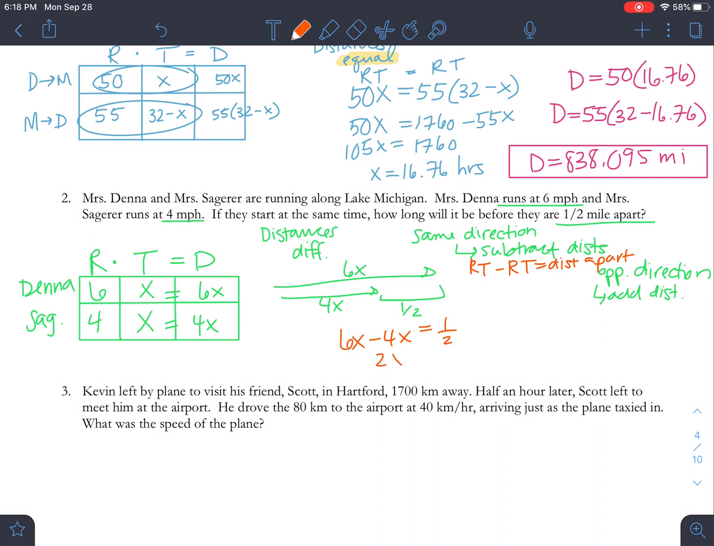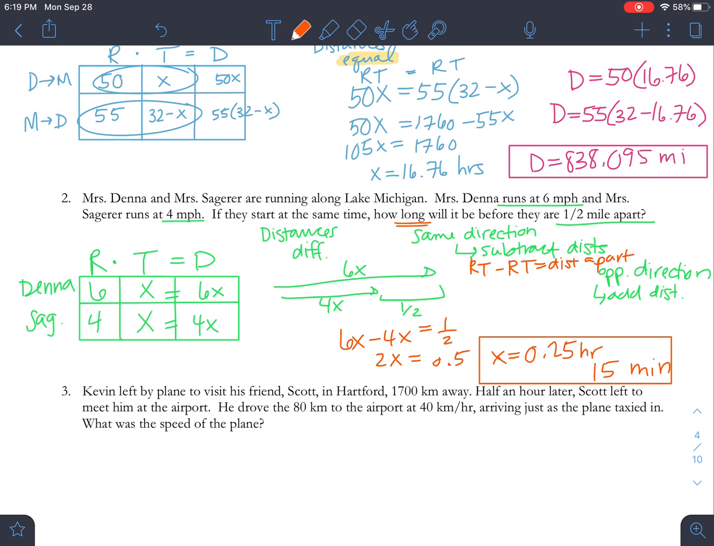Okay, if we solve this out, we get 2x is equal to 1/2. If you divide by 2, you get x is 0.25. This is in hours, since we are in miles per hour. A quarter of an hour is also 15 minutes, so I would take either of those answers. And that is the final answer here because it said, how long will it take them? So I found x, which I represented with time. So that's it for that one.